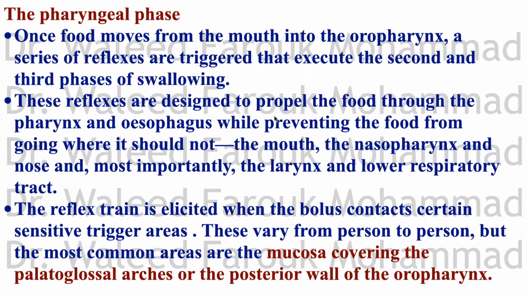The reflexes are elicited when the bolus contacts the sensitive trigger areas. These vary from person to person, but the most common areas are the mucosa covering the palatoglossal arches or the posterior wall of the oropharynx. You remember, we have two arches, palatoglossal and palatopharyngeal arches. The palatoglossal is anterior to the palatopharyngeal arches, and between them lies the palatine tonsil, if you remember.